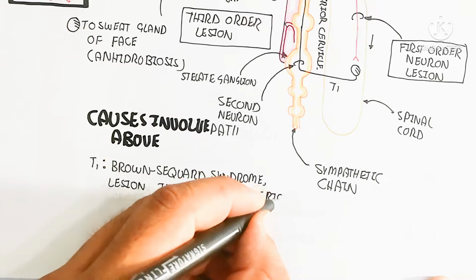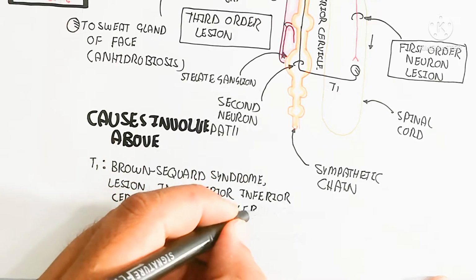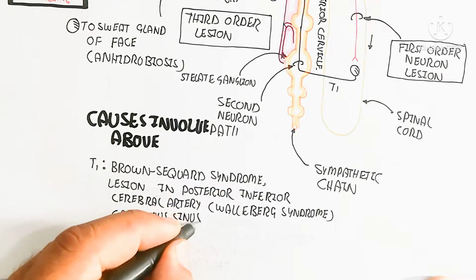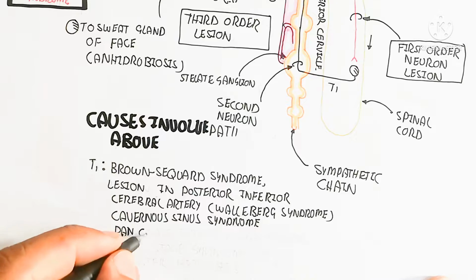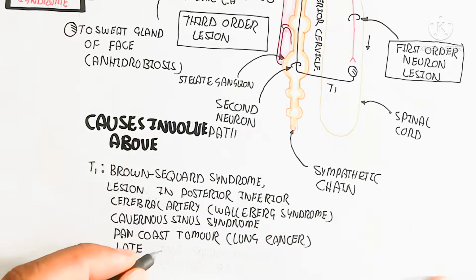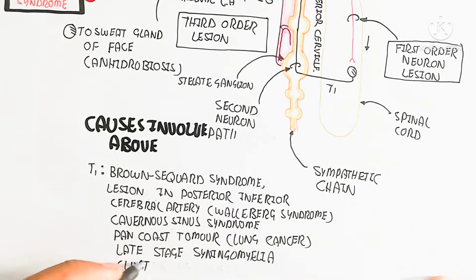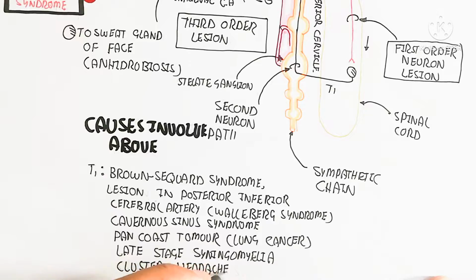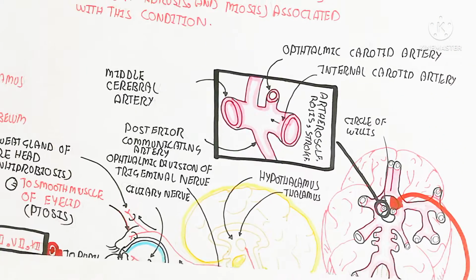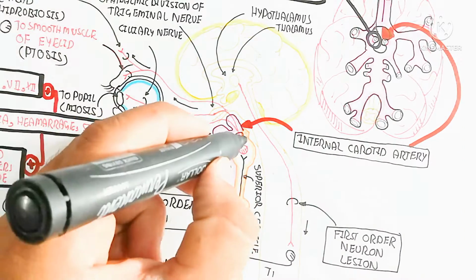We will discuss the thoracic 1 ganglion, from which Brown-Séquard syndrome arises, and the lesion in the posterior inferior cerebellar artery, known as Wallenberg syndrome, and the cavernous sinus syndrome, Pancoast tumor, lung cancer, late stage syringomyelia and cluster headaches. Anyhow, let's begin to understand.